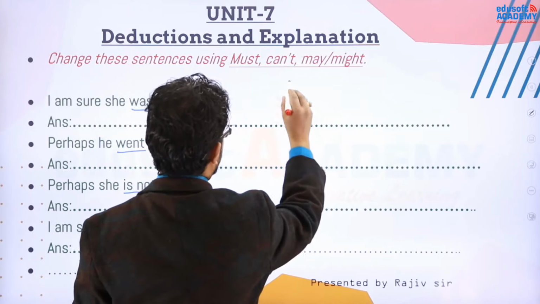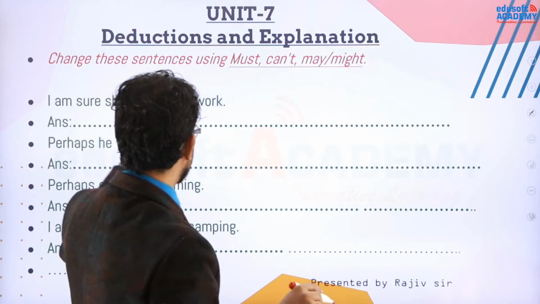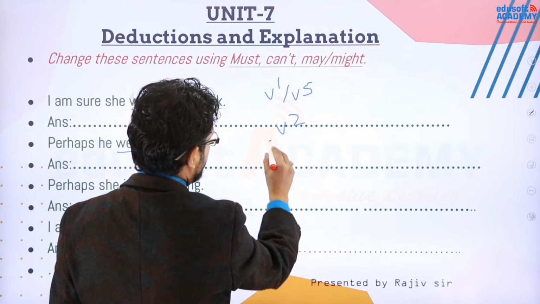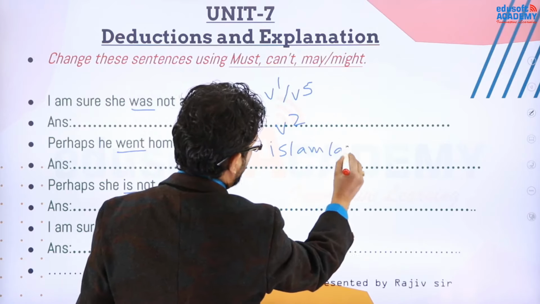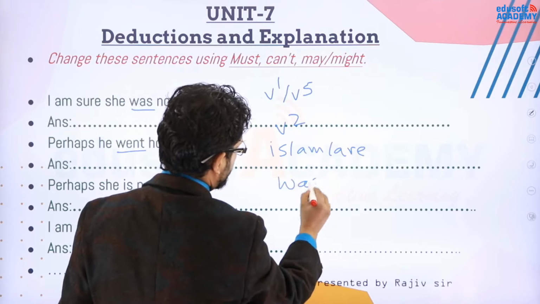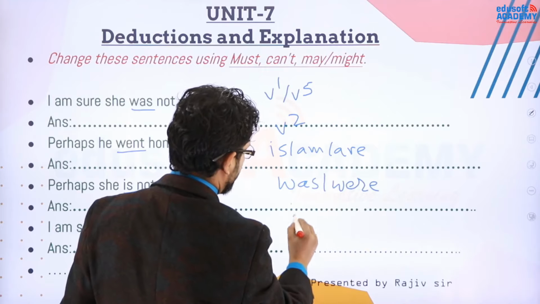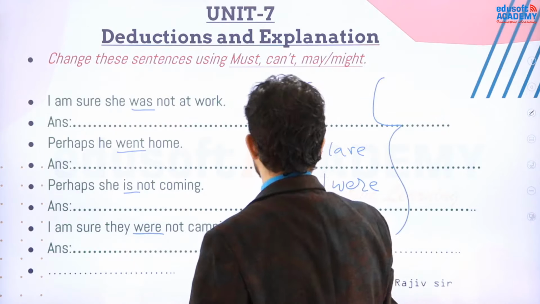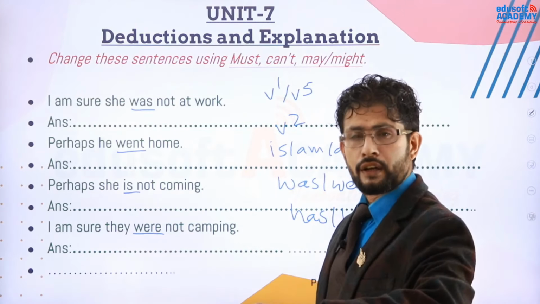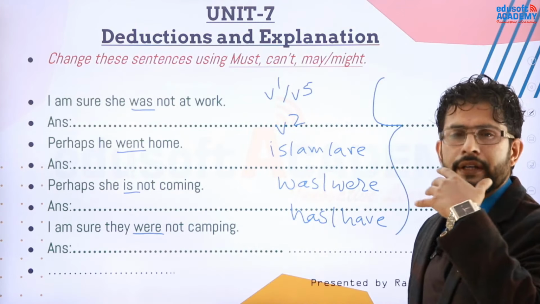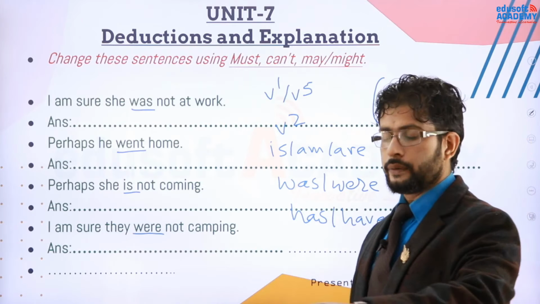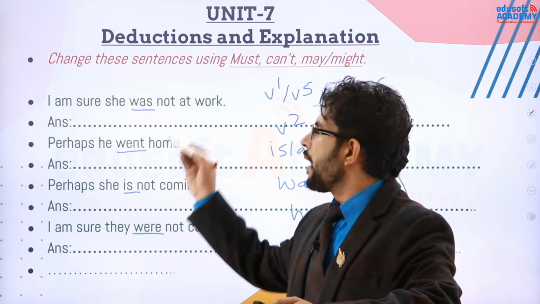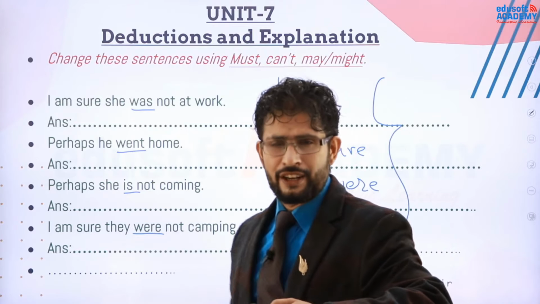If in the question there is verb 1 or verb 5, or there can be verb 2, there can be is, am, are, can be was, were, can be has or had. They go through a transformation, and what kinds of transformation they go through, I have already told you. So if you understand, then you can easily answer these questions, deduction and explanation. And if you are asked these questions, I'm so sure you can easily do it.